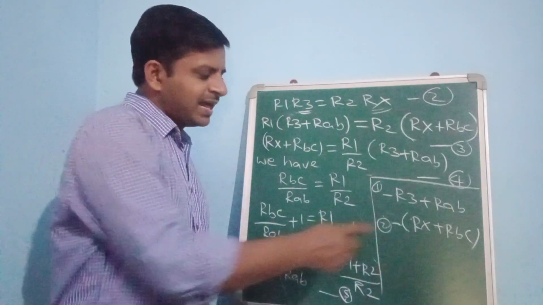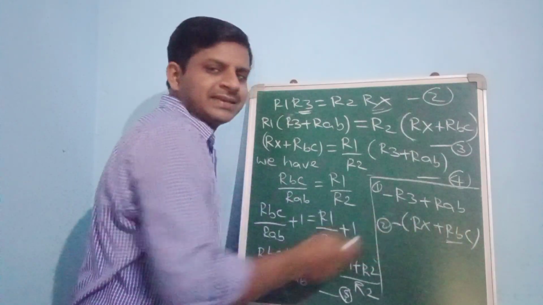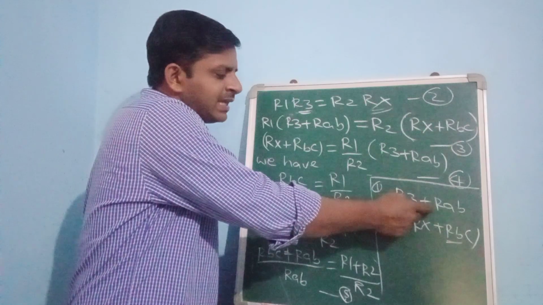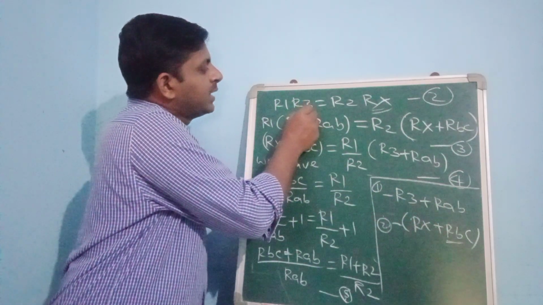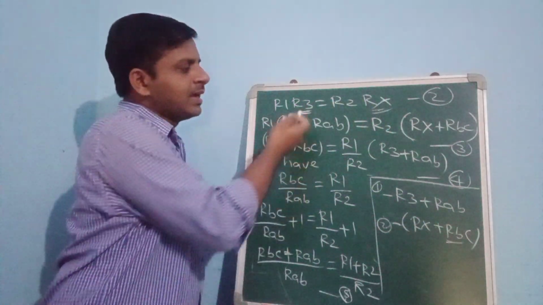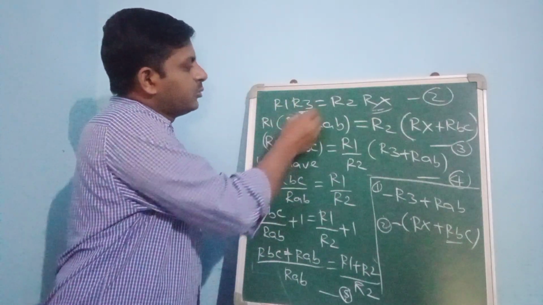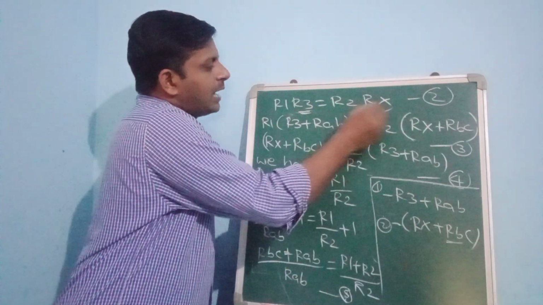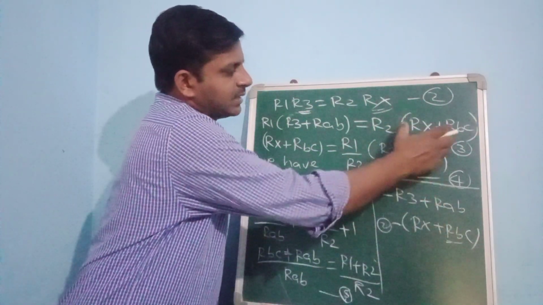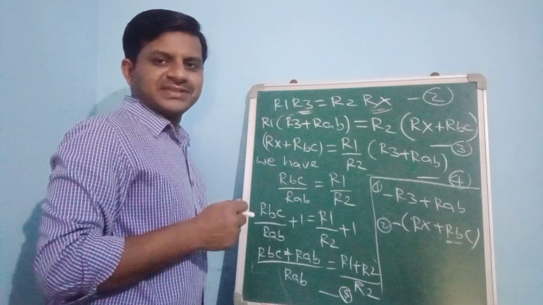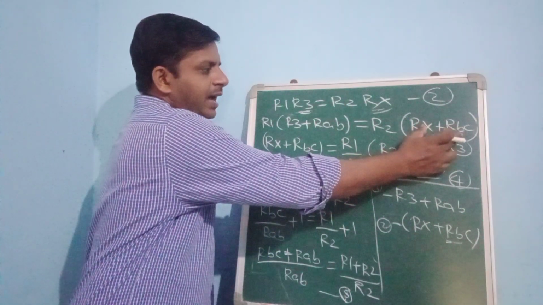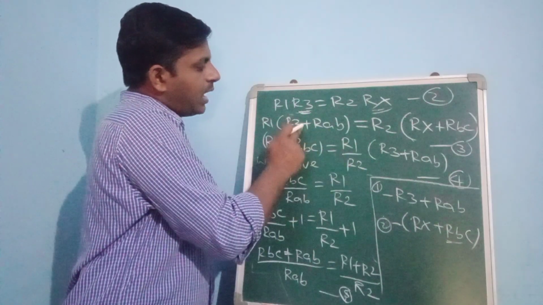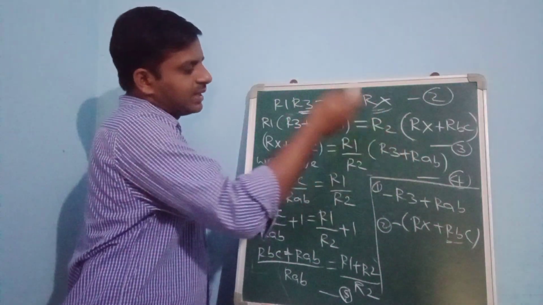Coming to condition 2, Rx plus RBC according to the change of galvanometer lead resistance. If we substitute both R3 and Rx in equation 2, we get R1 into R3 plus RAB equal to R2 into Rx plus RBC. This is the third equation. If we shift the terms, Rx plus RBC equals R1 by R2 into R3 plus RAB. This is equation 5.